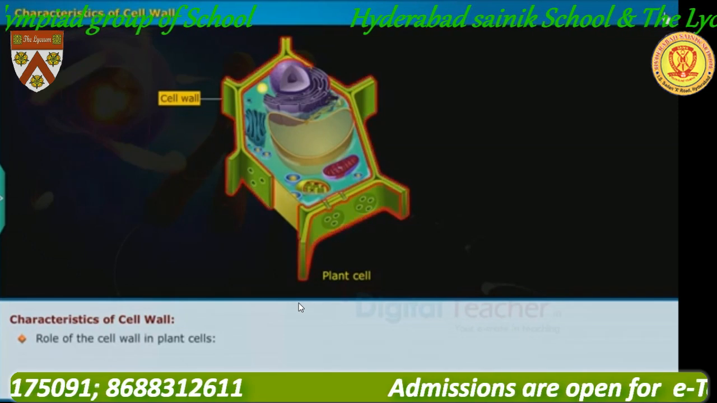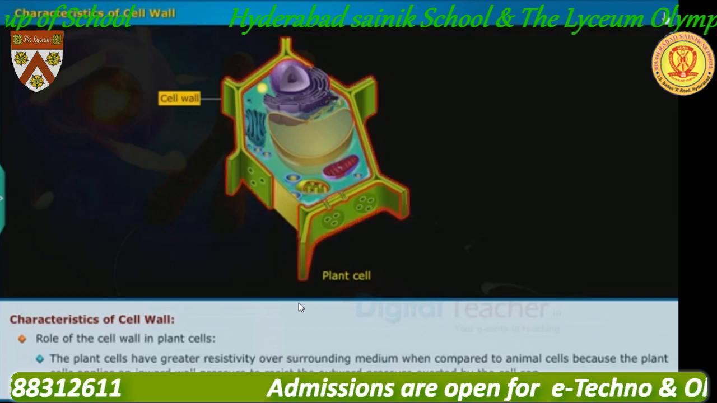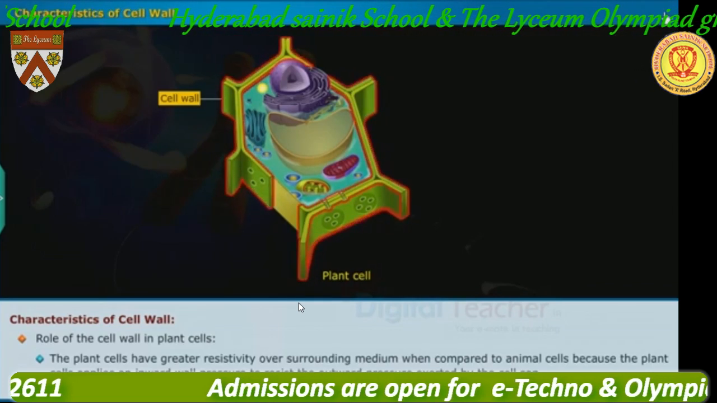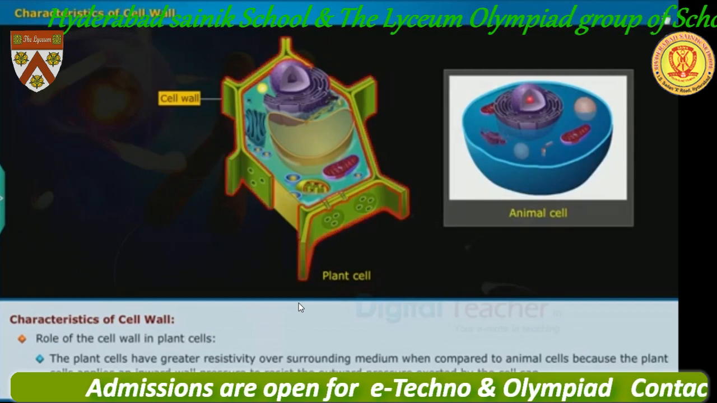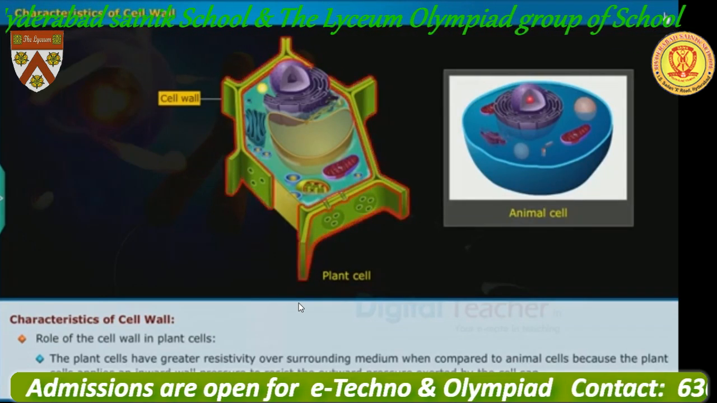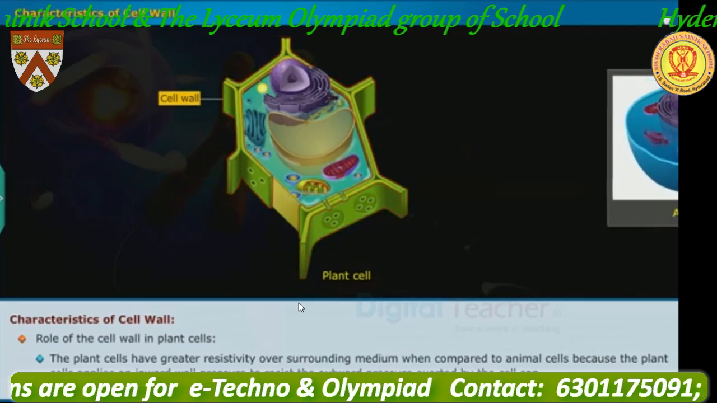Role of the cell wall in plant cells. The plant cells have greater resistivity to the surrounding medium when compared to animal cells because the plant cells apply an inward wall pressure to resist the outward pressure exerted by the cell sap.